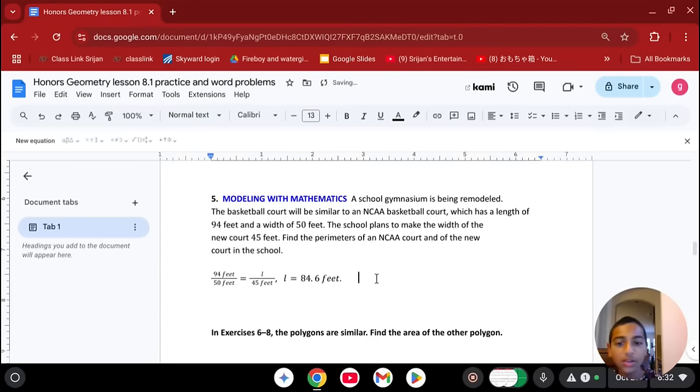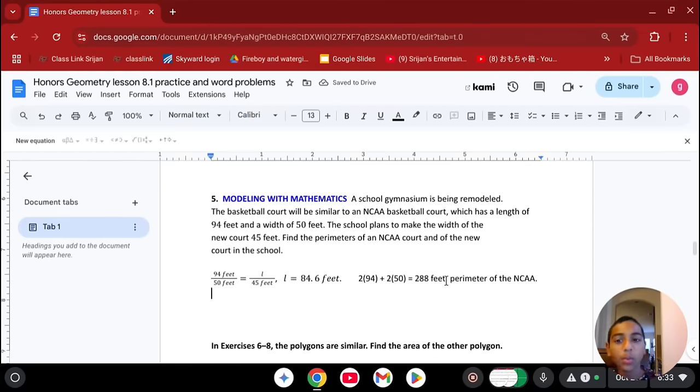Okay, now that we know the length and width of both courts, let's apply the perimeter formula. It's 2 times the length, or in this case, 2 times 94 plus 2 times the width, which is 50. And doing that, we get 288 feet. Now that is the perimeter of the NCAA court.